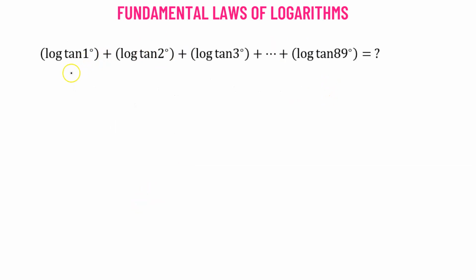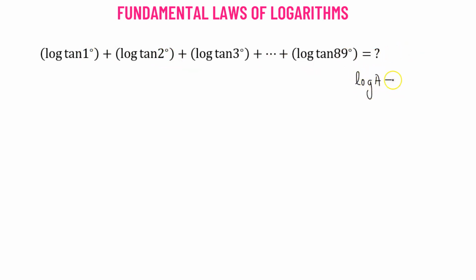Then in the second part, we have log of tan 1 degree added to log of tan 2 degree, and this addition goes all the way up to log of tan 89 degree. So we have log A plus log B plus log C, where A represents tan 1 degree, B represents tan 2 degree, and so on. That means here we are applying the property.